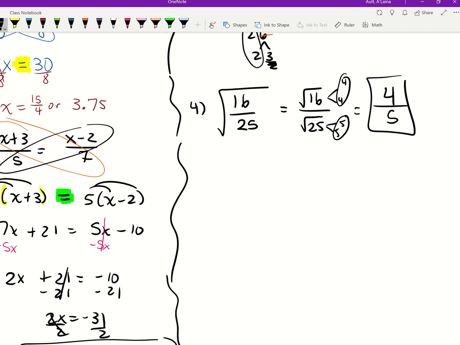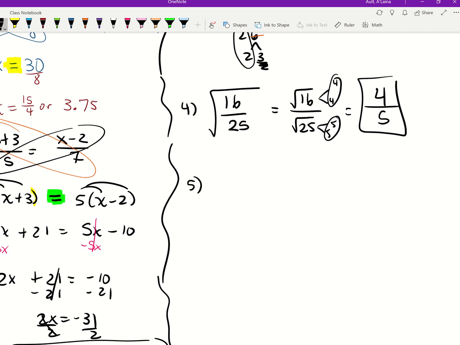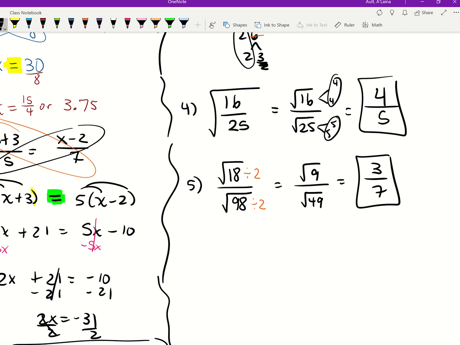There are times when you're doing these with the fractions that you might have to fraction reduce first. You might see something like this, the square root of, let's do 18 divided by the square root of 98. Well, by the way, these are not perfect squares. But if you reduce these fractions by the common factor of 2, then I'd get the square root of 9 over the square root of 49. These are now both perfect squares, and I'll get 3 over 7.